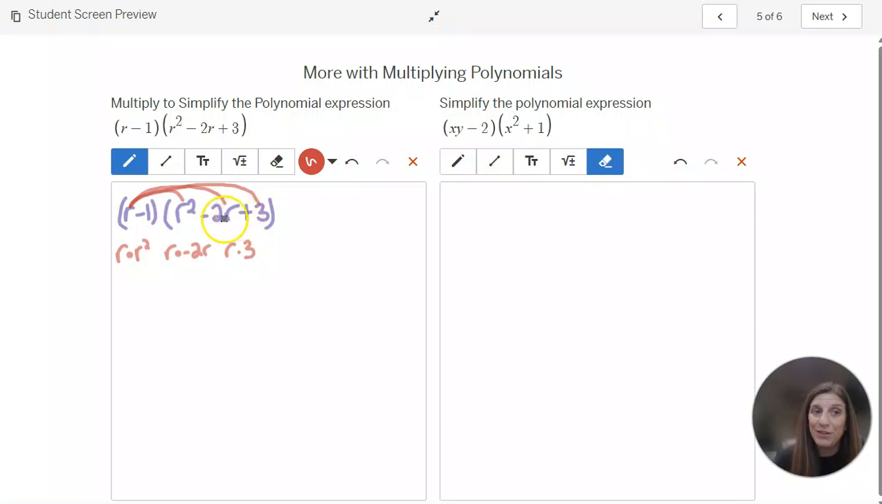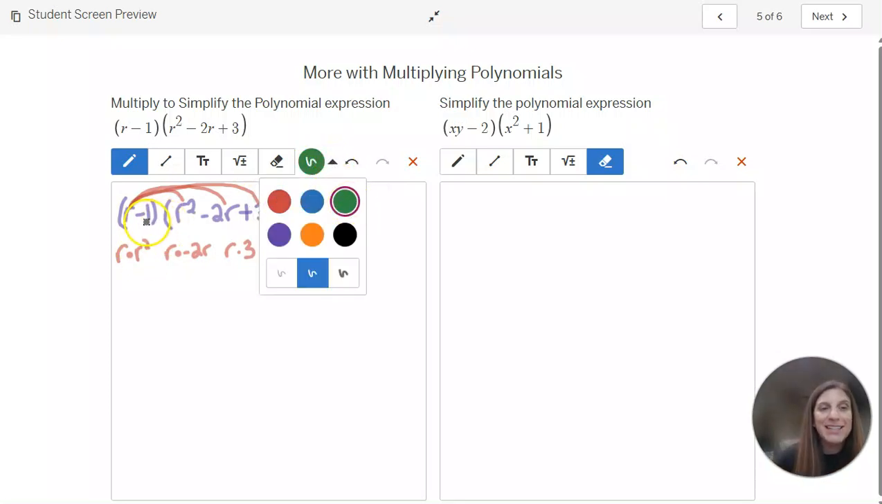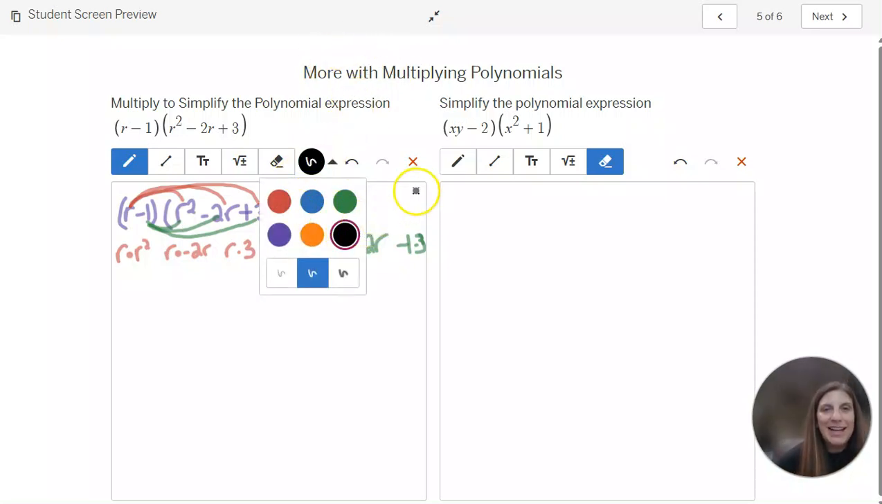But that's not all we have to do because this is a binomial. We've completely left out negative 1. It also is a term and it also has to be distributed. So now I'm going to take this second term and I'm going to distribute it to everything in the back parentheses. So I have negative 1 times r squared. And then I have negative 1 times negative 2r. And then I have negative 1 times 3. All right, so that's how we're going to distribute here. We're going to take every term in the first parentheses and make sure we multiply it by every term in the second parentheses. All right, so let's multiply it out.